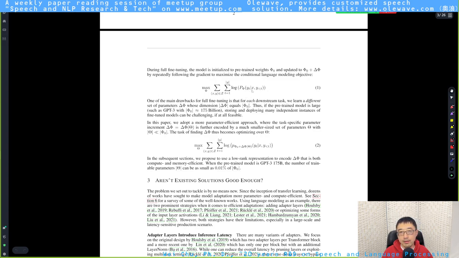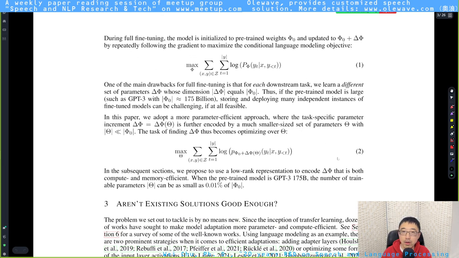You can either start from scratch. That's how people trained GPT-3. Go from a randomly initialized matrix, and you try to make it bigger. And then you try to tweak the parameters phi to maximize the overall log probability, the sum of log probabilities, right?